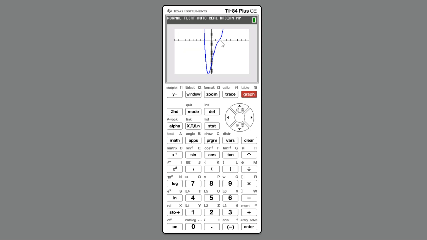Okay, so now I can see, hey, it looks like he hits at 2. Trace 2, enter, confirms (2, 0) is a point. And he looks like he hits at -2. (-2, 0) is a point.